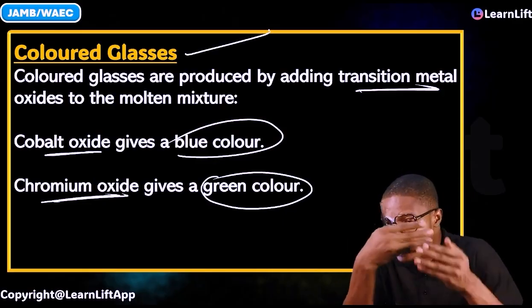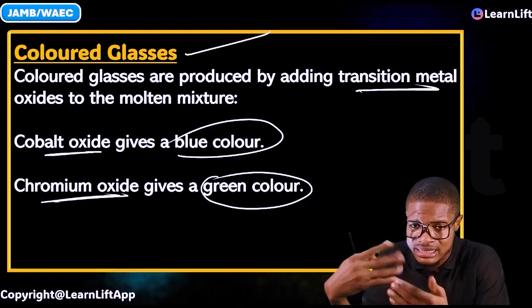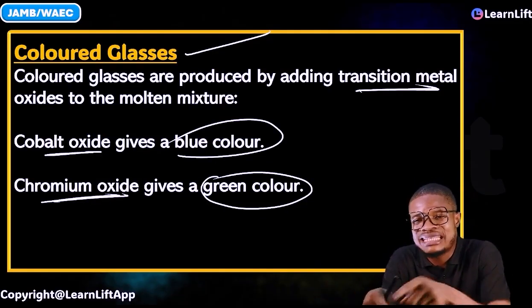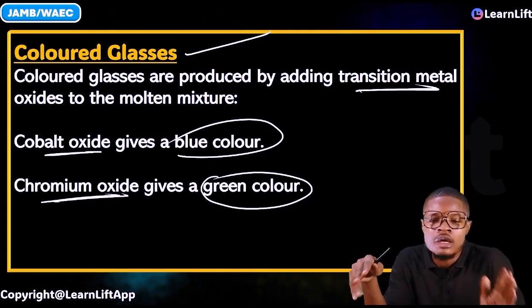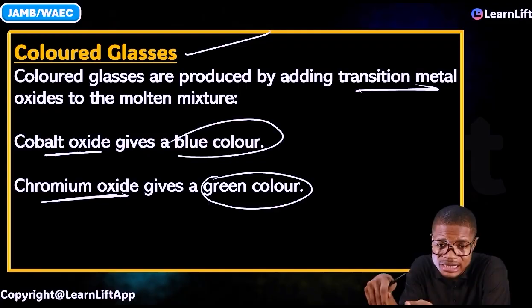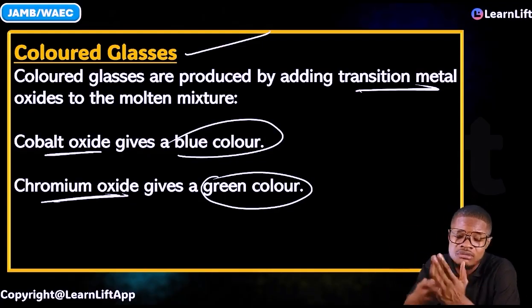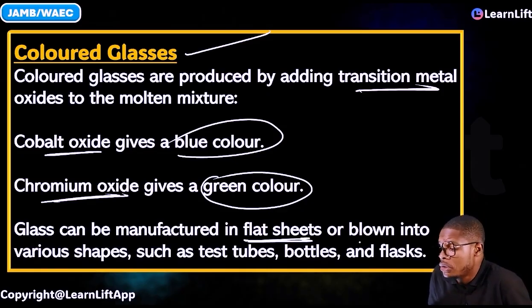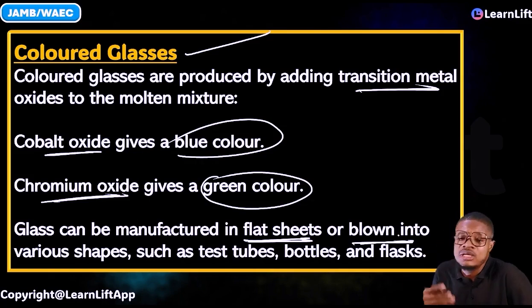Colored glass. You don't want your normal transparent glass that you have. You need colored glass. All you need to do is introduce your transition metal oxide to it. That's all. You know your transition elements, they form colored complexes, right? If you are bringing it in, what are you going to have at the end of the day? Colored glass. And don't forget this, that glass can be manufactured in flat sheets. Or you may decide to say, okay, no, I want to blow it into a different shape, right?